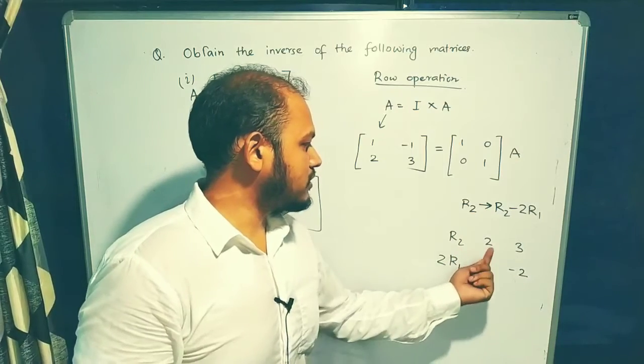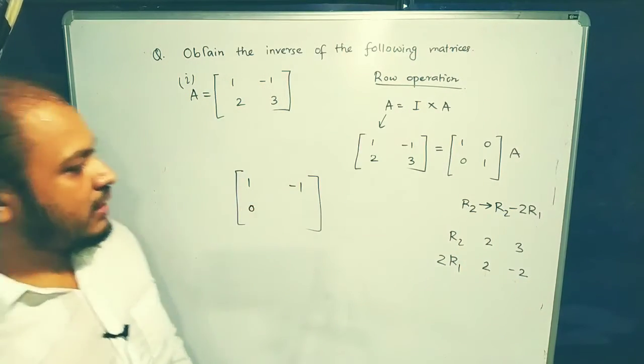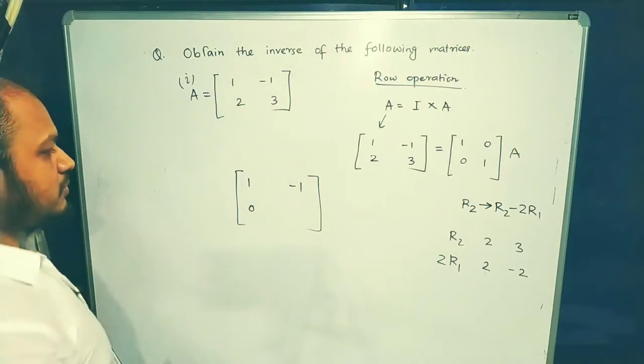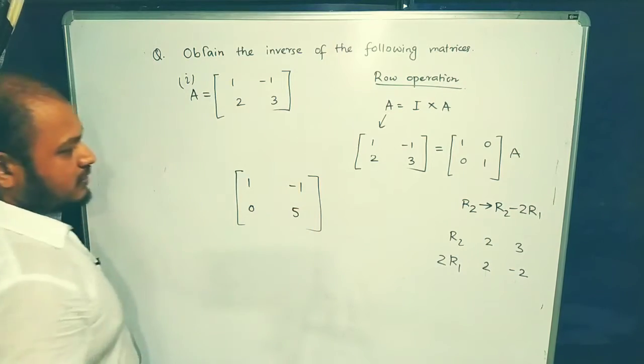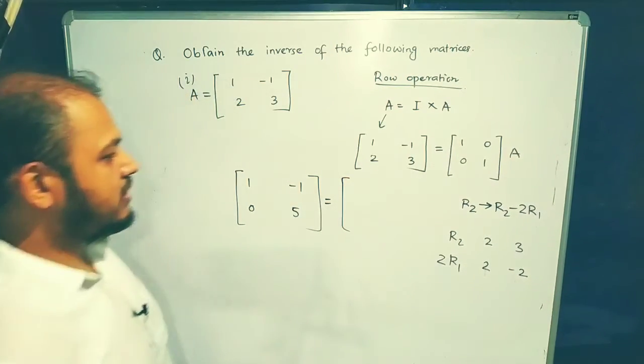So R2 minus 2R1: 2 minus 2 is 0. And then 3 minus, minus 2 is 3 plus 2, which is 5. Right? Next, on the right hand side you do the same thing.